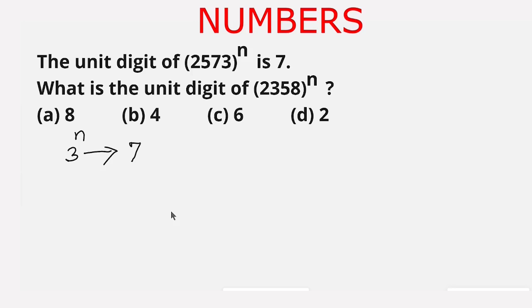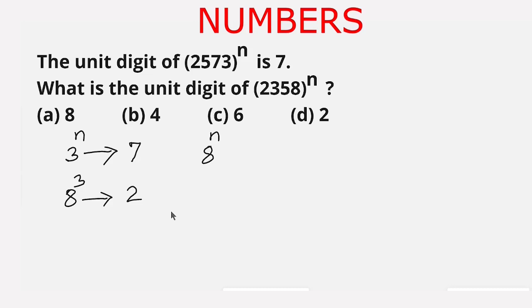2358 has ones place 8 and it has the power n, it means that when n divided by 4 will leave remainder 3, so it will be 8 to the power 3, and 8 to the power 3 is 512, which has the ones place digit or unit digit 2. Otherwise also, if we don't know the 8 to the power 3 is 512, we can easily find it out.